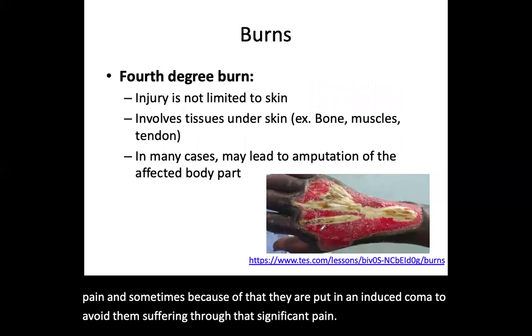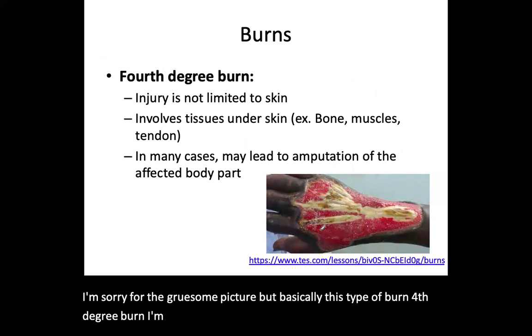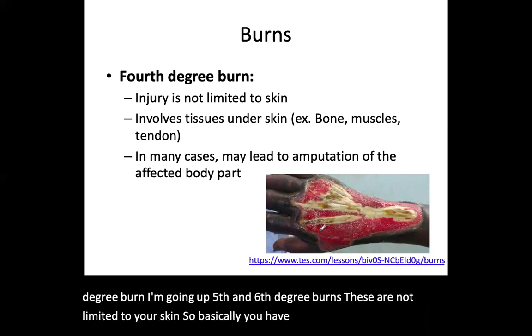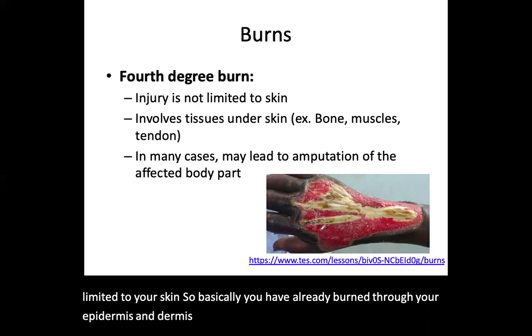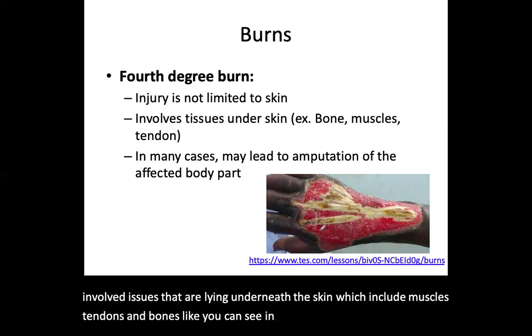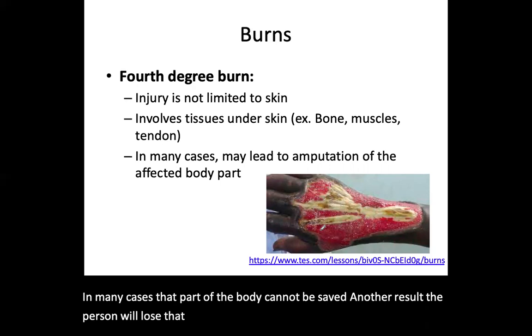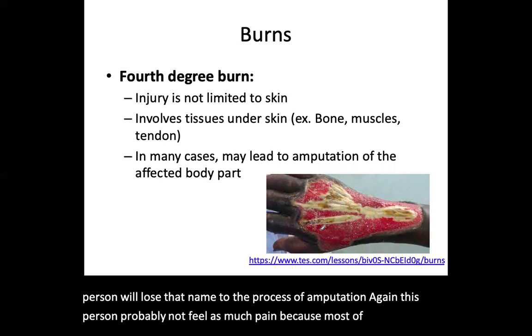Now, sorry for the gruesome picture, but basically this type of burn, fourth degree burn, and going up to fifth and sixth degree burn, these are not limited to your skin. So basically you have already burned through your epidermis and dermis layer, but this goes beyond. You can actually involve tissues that are lying underneath the skin, which include muscles, tendons, and bones, like you can see in this picture. In many cases, that part of the body cannot be saved, and as a result, the person will lose that limb through the process of amputation. Again, this person probably will not feel as much pain because most of the nerve endings are damaged at that site.